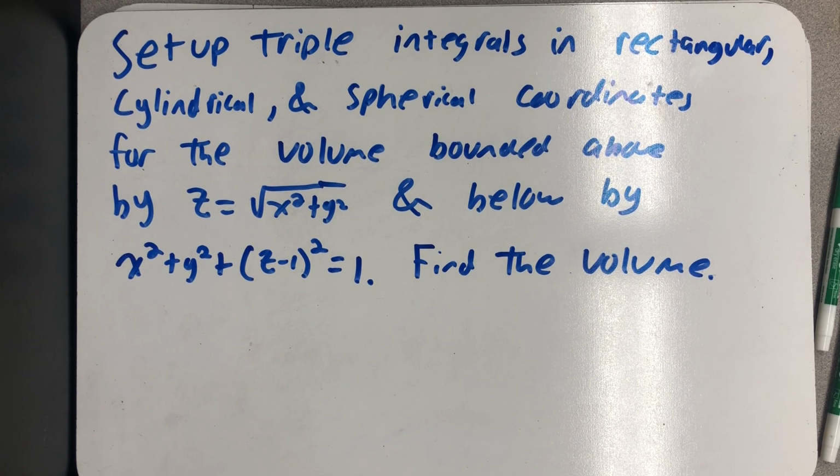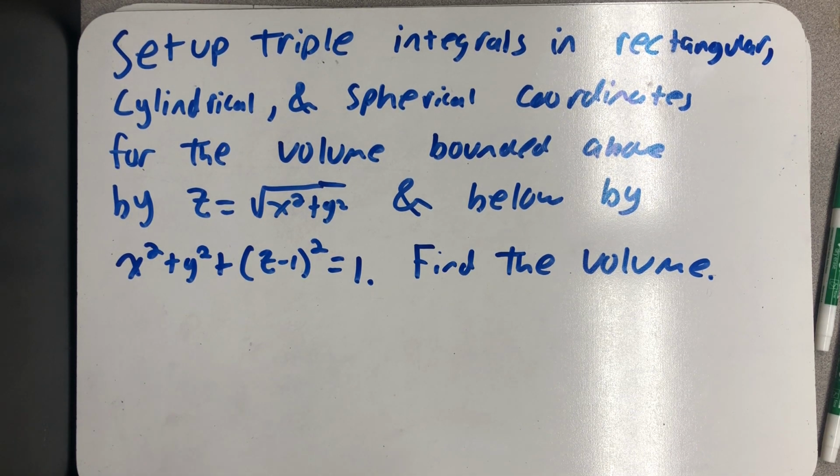We are asked to set up 3 triple integrals, one in rectangular, one in cylindrical, and one in spherical coordinates that all find the volume that is bounded above by the cone z equals the square root of x squared plus y squared, and below by x squared plus y squared plus (z minus 1) squared equals 1.